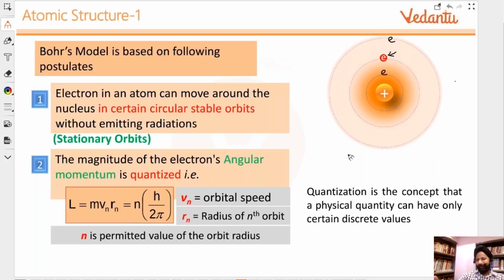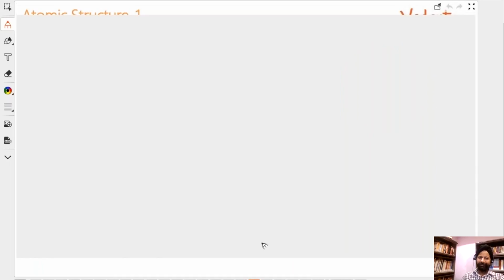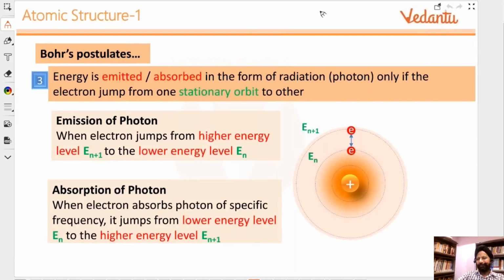So these stationary orbits are the only orbits permitted, and nothing else is permitted. When you are in an orbit that is called stationary, there is no energy being released. The third thing is also a postulate, or maybe it was part of the previous one anyway.